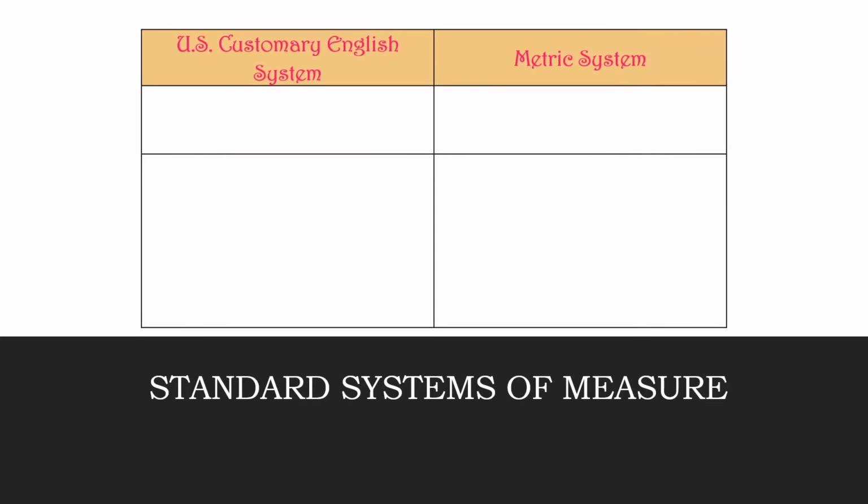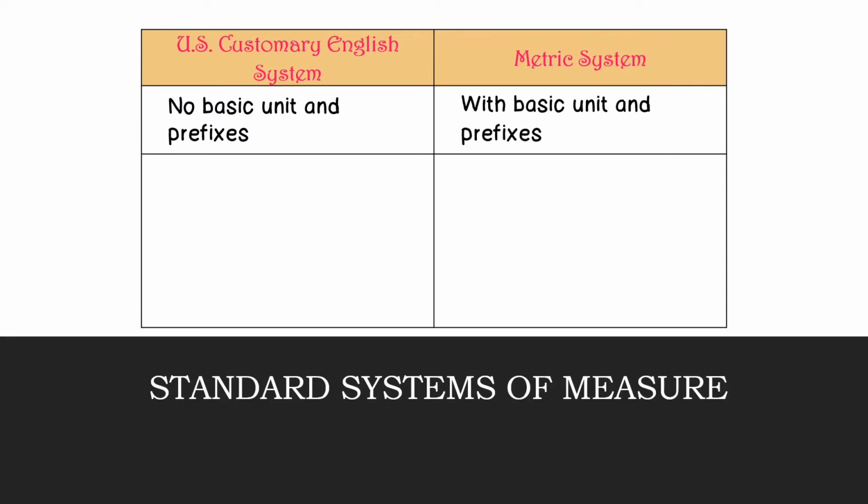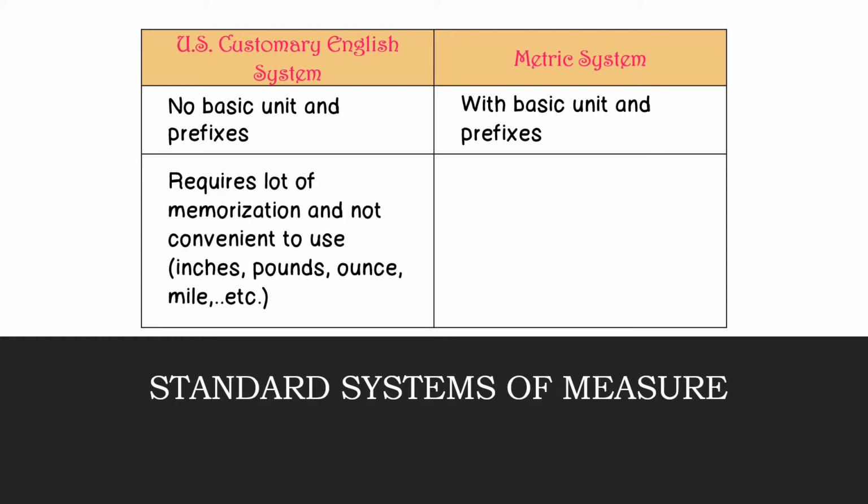These are the standard systems of measure. We have the US customary English system and the metric system. Ano nga bang pinagkaiba ng dalawang to? Sa US customary English system, there is no basic unit and prefixes. While in metric system, it has basic unit and prefixes. Sa US customary English system, it requires a lot of memorization. Kaya, sabi ng karamihang bansa, it is not convenient to use.